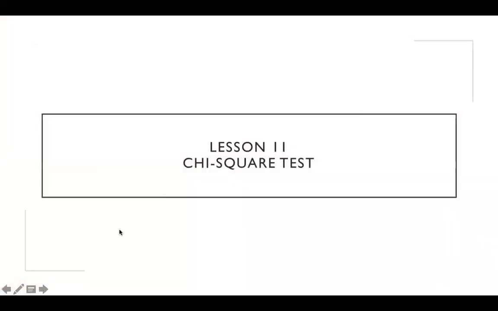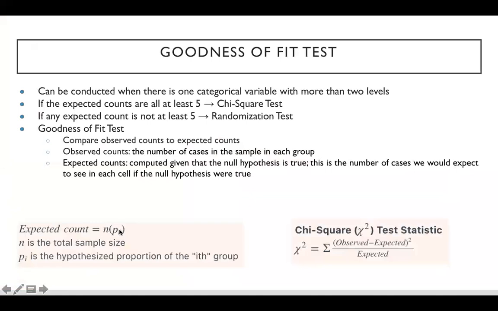Okay, on to lesson 11, just chi-square tests. So goodness of fit tests are conducted when there's a categorical variable with more than 2 levels. So if the expected counts are all at least 5, then we can use the chi-square test. But if any expected count is not at least 5, then we'll use a randomization test.